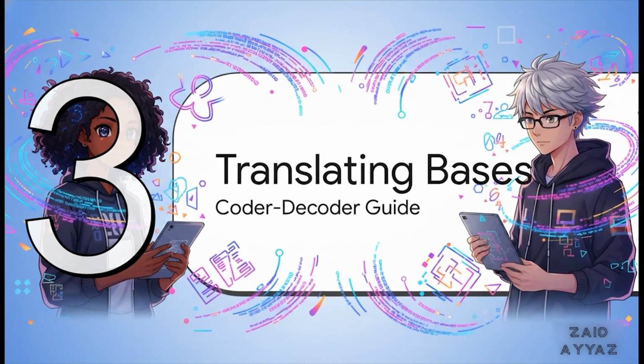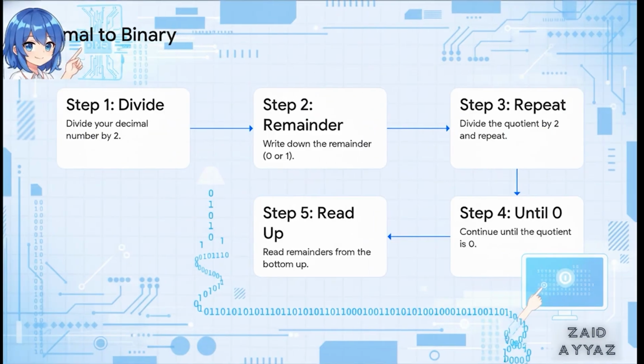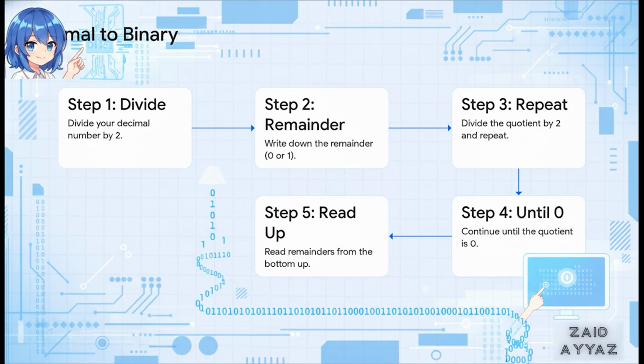So let's see how this actually works. Getting the hang of translating between these digital languages is a really fundamental skill if you want to understand computing. Okay, the most common way to convert from our system to the computer's is something called repeated division. It sounds technical, but it's not. You just keep dividing your number by 2 and jotting down the remainder, which of course is always going to be a 1 or a 0, until you just can't divide anymore.